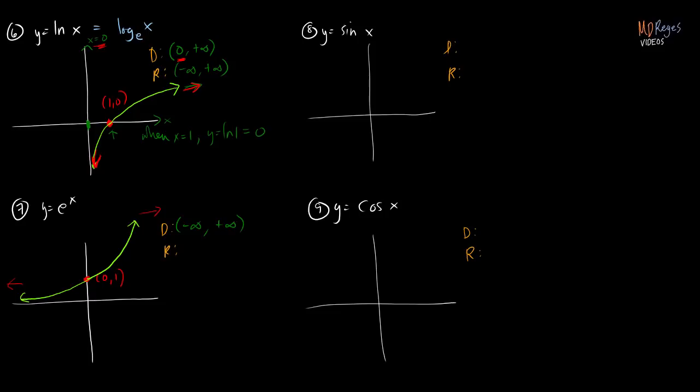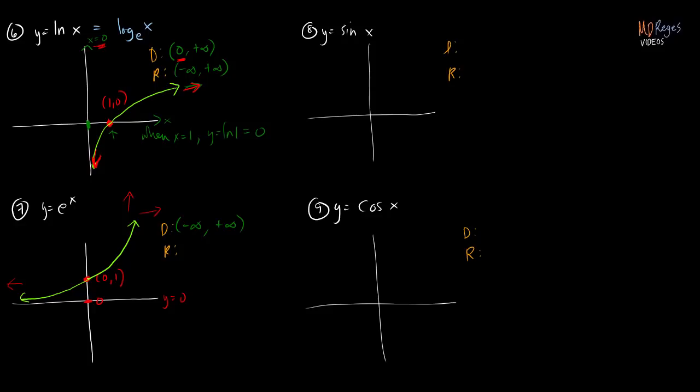Now this part of the graph goes all the way up as it goes to the right. But this part of the graph doesn't go beyond the x-axis. And the x-axis has the equation y equals 0, because this is y equals 0, right?